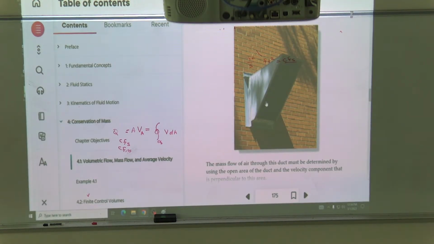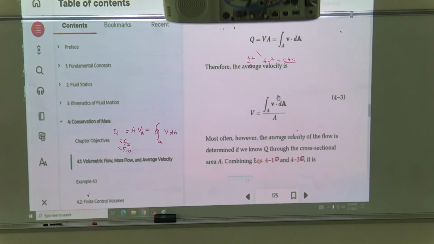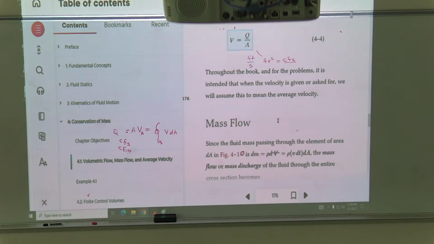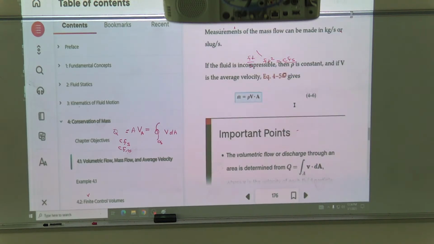So here's a duct coming out of a house or some sort of building, maybe a cooking thing, I don't know. If you want to know the average velocity, what do you do? You divide by the area. You get the volumetric flow rate divided by the area. And then he says mass flow. Okay, it's rho v dot A. So he starts with that.